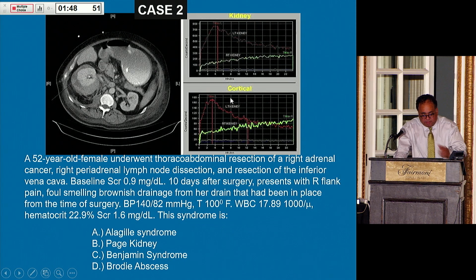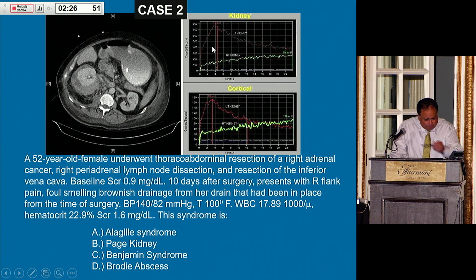Okay, case number 2. This is a 52-year-old woman who underwent thoracoabdominal resection of a right adrenal cancer. This was a patient of mine who I saw in clinic a few years ago. And she had a right periadrenal lymph node dissection and resection of the inferior vena cava. Her baseline creatinine was 0.9. 10 days after surgery, she presented with right flank pain from the time of surgery. Blood pressure was 140/82, temperature was 100 degrees Fahrenheit, white count of 18,000. She had a hematocrit of 23, serum creatinine of 1.6 that had gone up from 0.9.